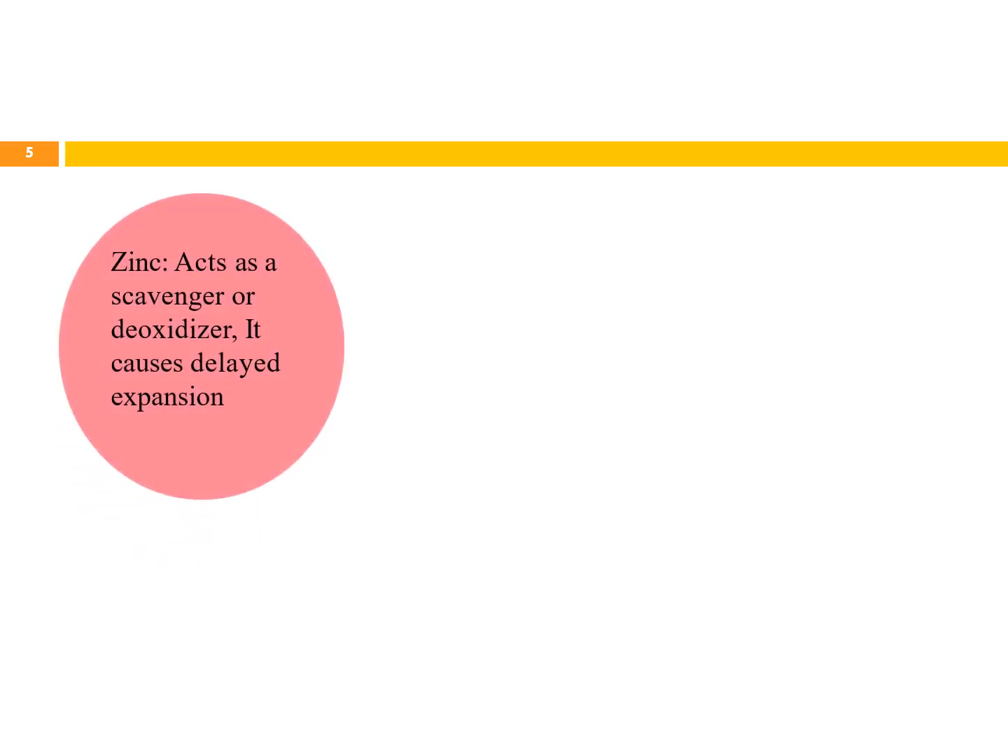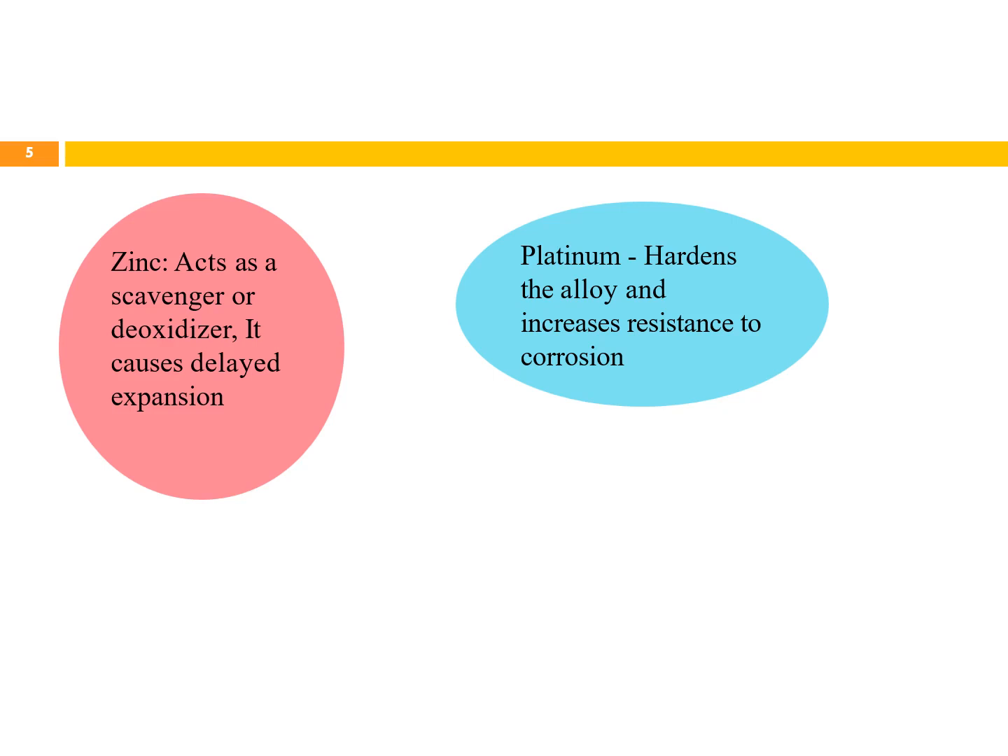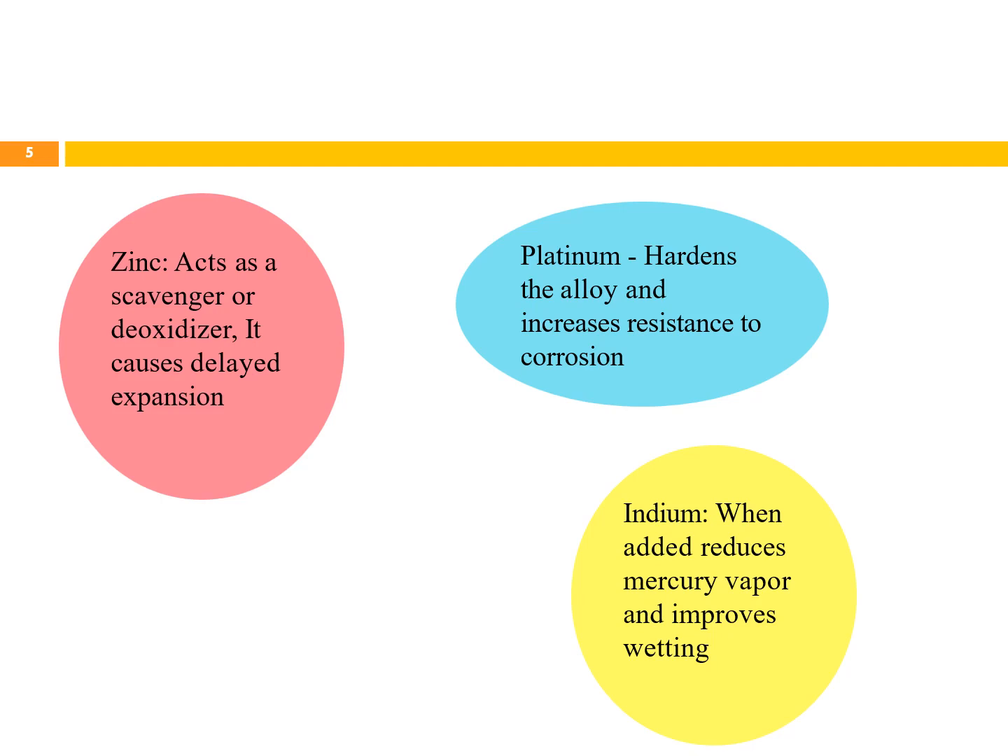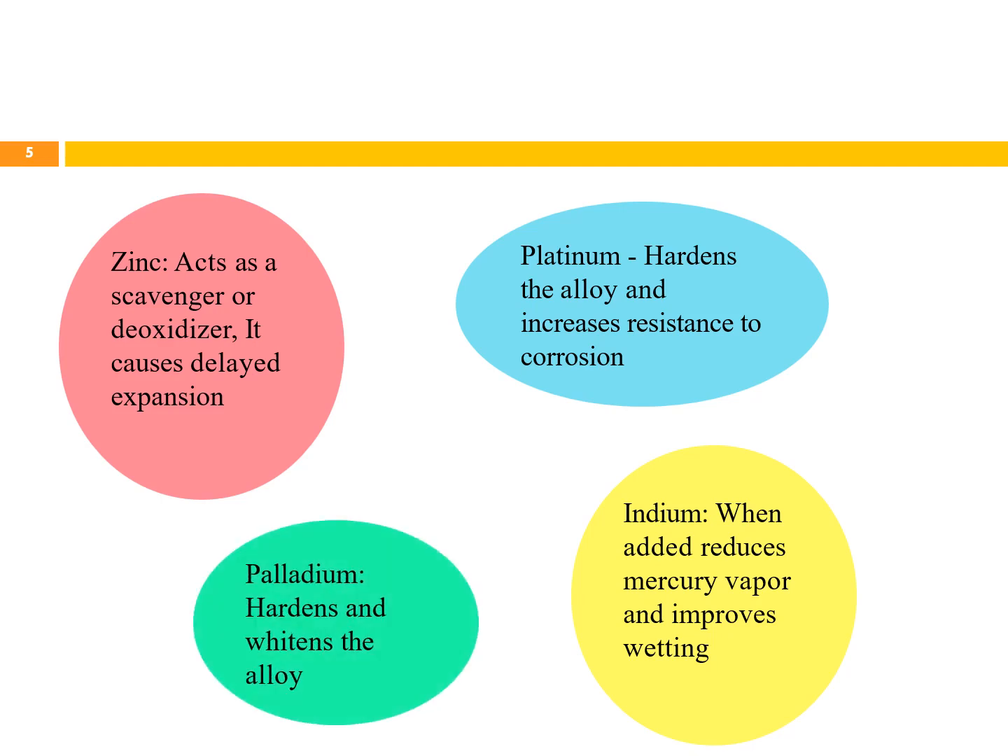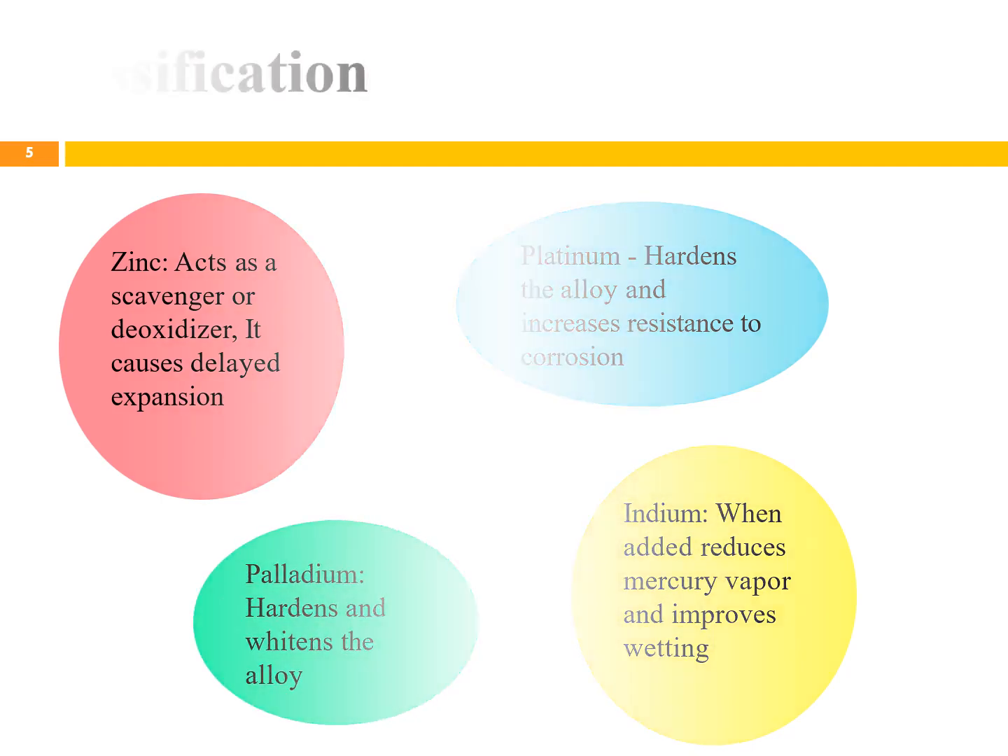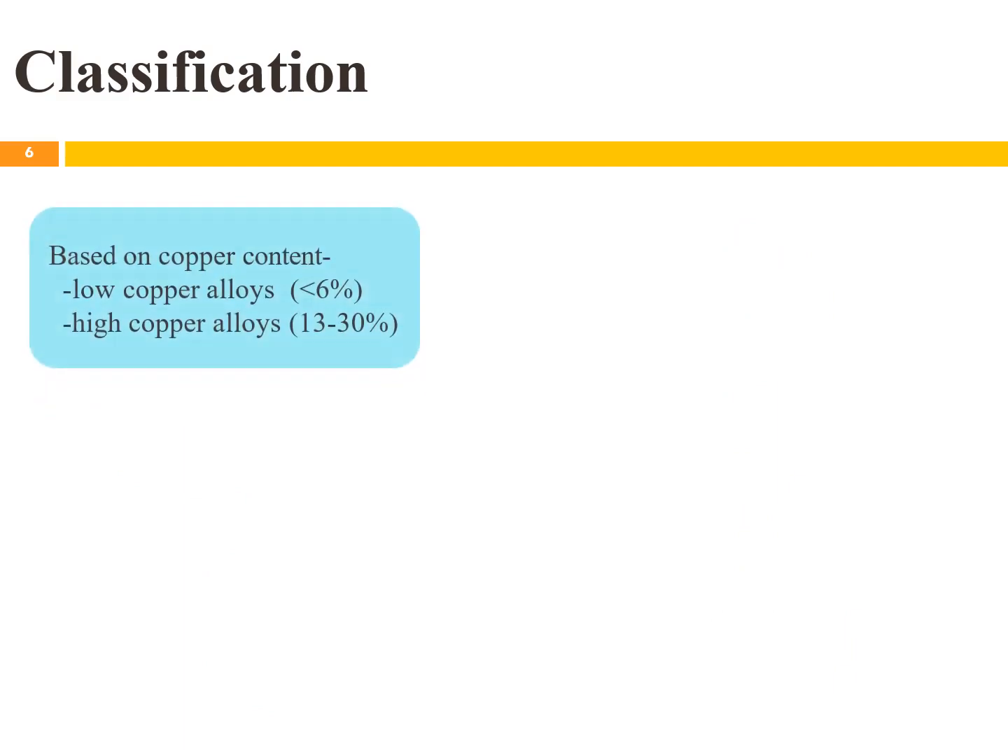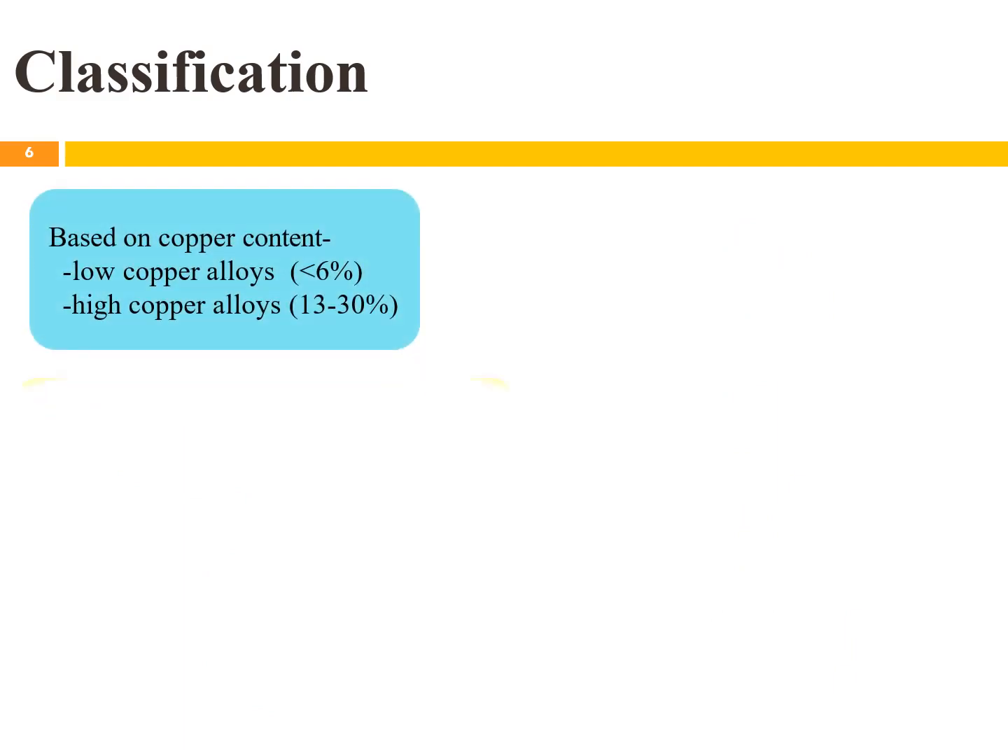Then comes zinc, which acts as a scavenger or deoxidizer. It causes delayed expansion. Platinum hardens the alloys and increases resistance to corrosion. Iridium, when added, reduces mercury vapor and improves wetting. Palladium hardens and whitens. Its classification includes, based on copper content: low copper alloys and high copper alloys.